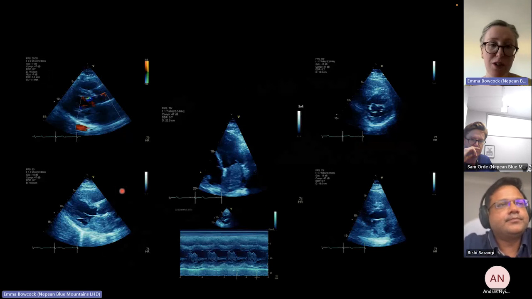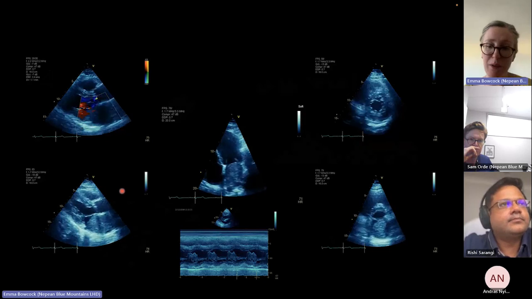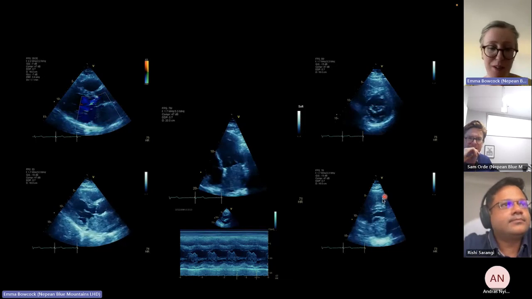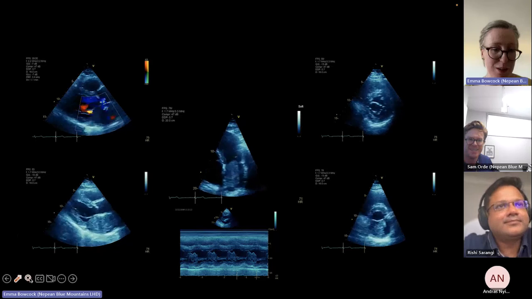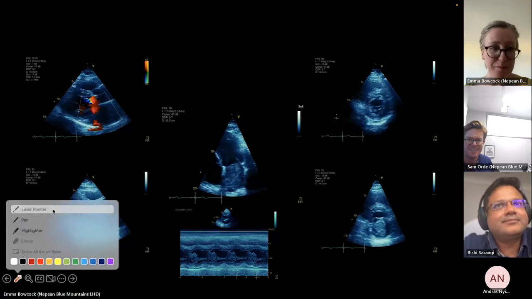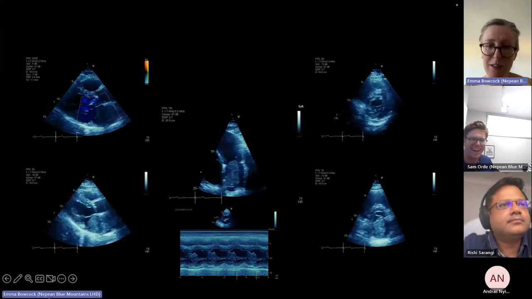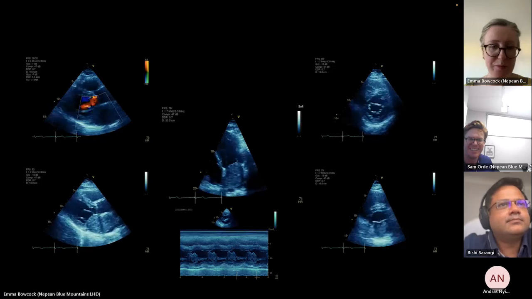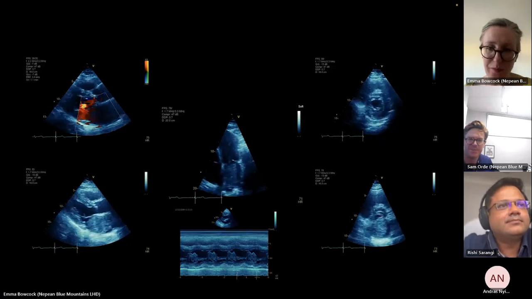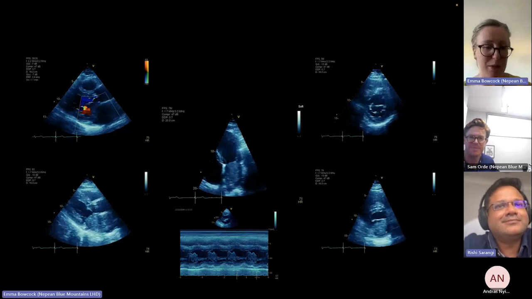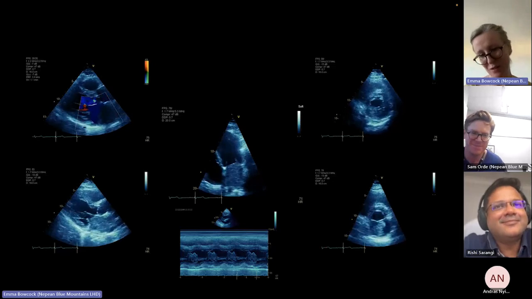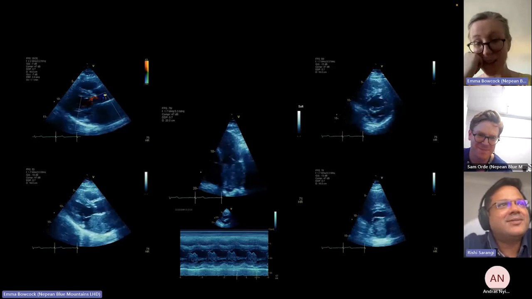And then just to finish off, a bit of a bonus case. Anyone want to do a spot diagnosis of what this could be? I think it was a lady in her 50s, actually. Some really nice loops there. It's a bit like spot the abnormality, what it could be. Yeah, very nice.